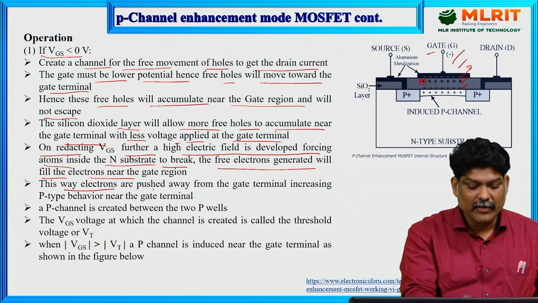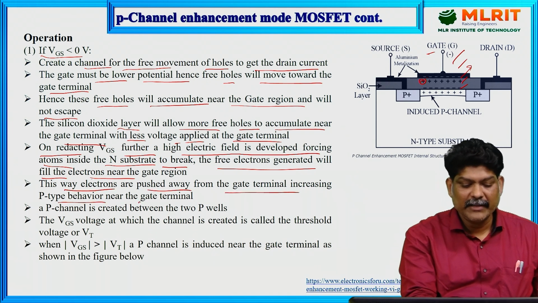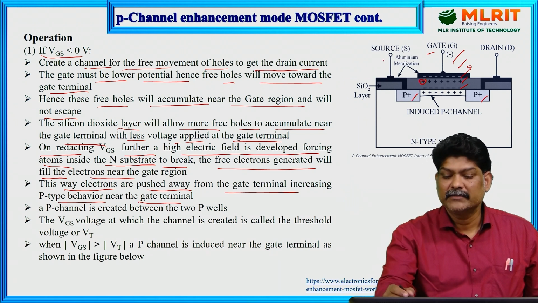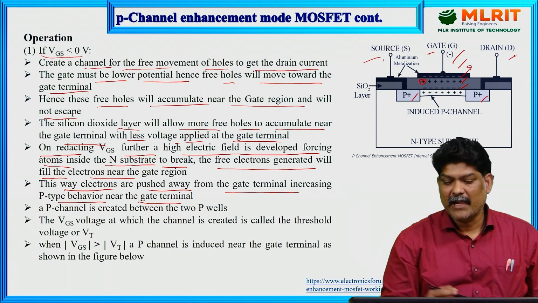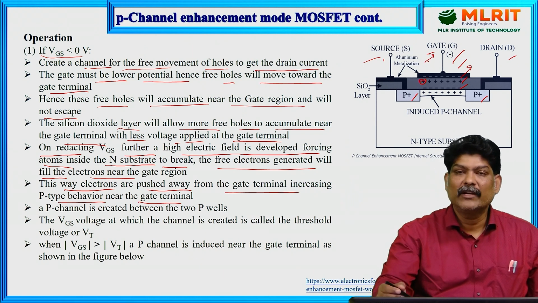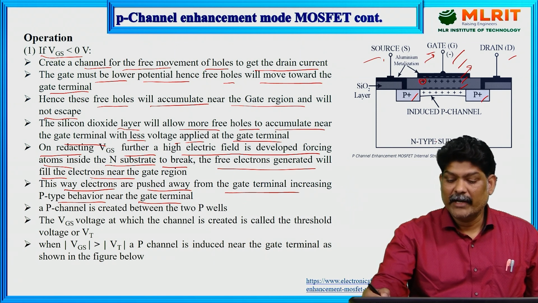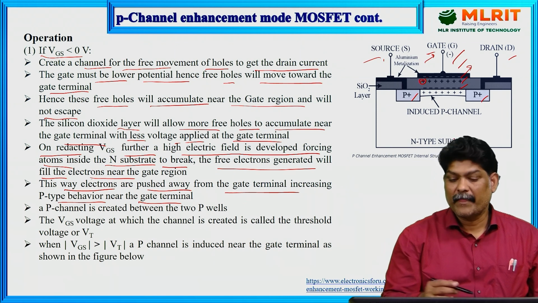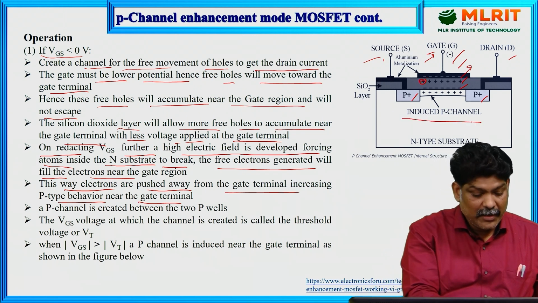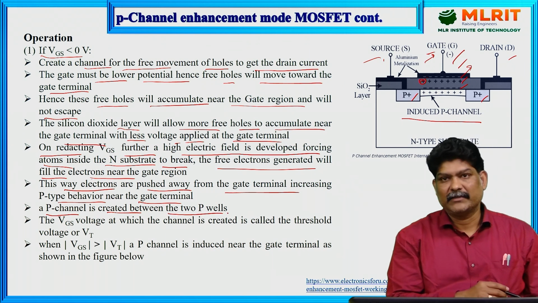So this way electrons are pushed away from the gate terminal, increasing p-type behavior near the gate terminal. So here we have p-type under gate, source and drain terminals. Because of increasing the negative value of this gate, those electrons are attracted by this p-type material. So this is the induced p channel. Now a p channel is created between the two p wells.